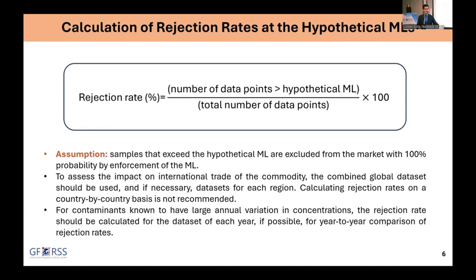So some assumptions, samples: we're assuming that samples that exceed the hypothetical ML are all excluded from the market with 100% probability of enforcement, which is not the case, right? When you enforce an ML, do you have 100% enforcement? No, you will always have some samples skipping the control system. But here, when I'm having this discussion with you, we are assuming that 100% of data points or samples traded above the ML are removed from the stream.